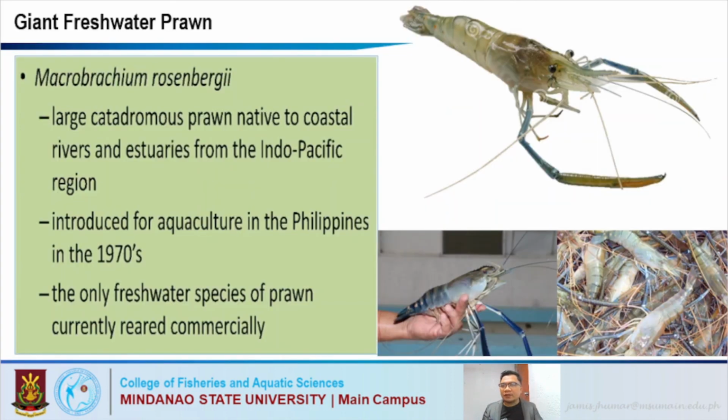And then here we have the giant freshwater prawn, also known as the Macrobrachium rosenbergii. This is defined as the large catadromous prawn native to coastal rivers and estuaries of the Indo-Pacific region. Now, it was introduced in aquaculture in the Philippines in the 1970s, and it is the only freshwater species of prawn currently reared commercially. So this is a very important one, especially in those areas that have very remote access to the sea, to cultivate very high delicacy products like for example shrimps. So this Macrobrachium rosenbergii, and in fact, some of the natural streams and rivers still have this Macrobrachium rosenbergii being caught from the wild.